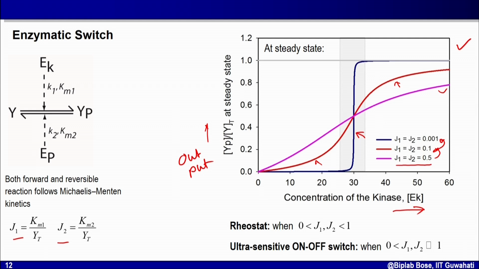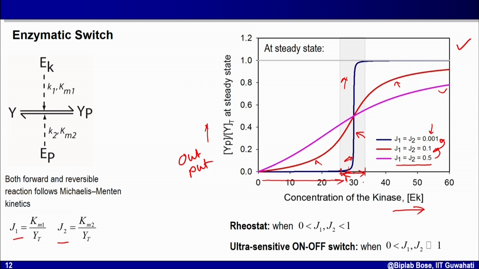So when I have very small J1, J2, for example, equal to 0.001, I get this blue curve, and what will happen? Up to near 30 from 0, if you increase Ek, there is no change of output. Output remains close to 0. Then all of a sudden, a slight change in Ek will cause a sharp rise in the output, that is Yp by Yt, and I will reach the saturation. So this region shown in gray mark is the very sensitive region, we call the ultrasensitive region.